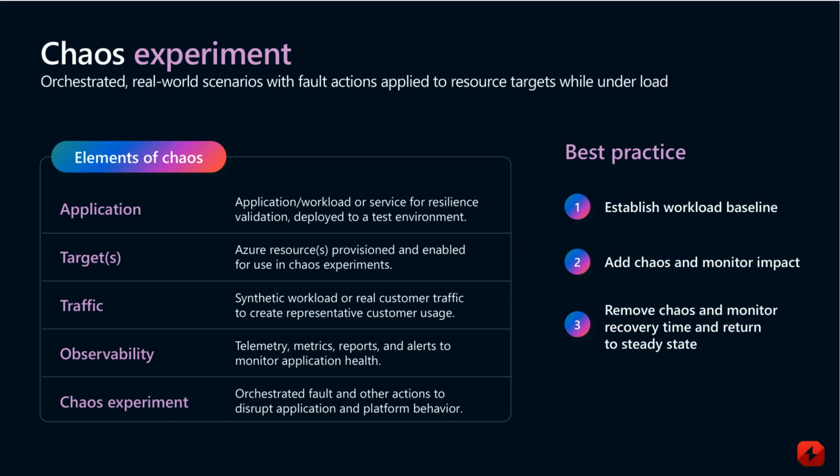A Chaos Studio experiment targets your app and its dependent resources, injecting faults into compute, storage, or network components. Valid experiments require active traffic, achieved through integration with Azure load testing, which generates synthetic customer load during injects. Observability is critical. You establish baseline health before injecting faults, monitor impacts live, and confirm full recovery afterwards. The orchestration layer precisely controls fault timing and sequencing for safe, effective resilience validation. The session demo shows this orchestration and its value in real-world validation.